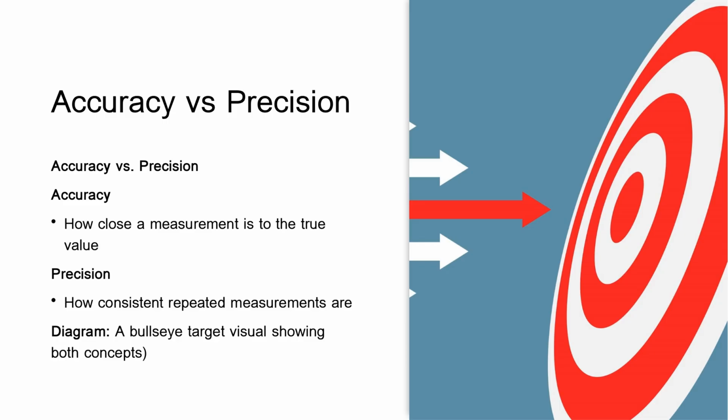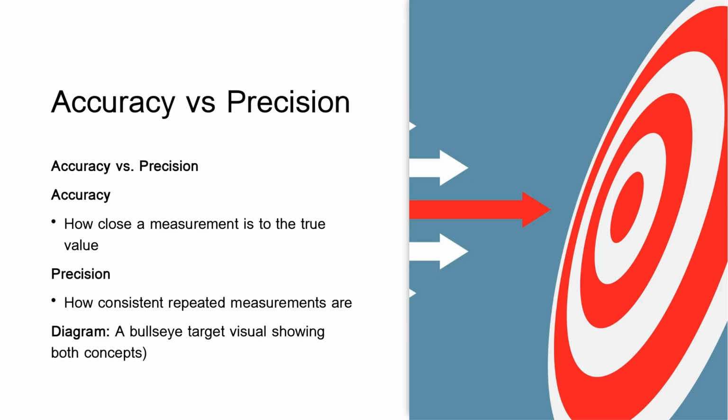These two terms are often used interchangeably in everyday speech, but in physics, they mean very different things. Accuracy is how close your measurement is to the true or accepted value. If the true length is 10 centimeters and you measure 9.9, you are very accurate. Precision, on the other hand, refers to the consistency of your results. If you measure the same object 5 times and get 9.2 every single time, your measurements are very precise, even if they aren't accurate. Ideally, we want both.